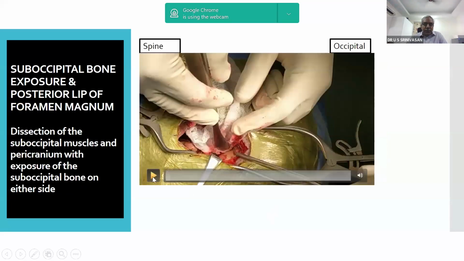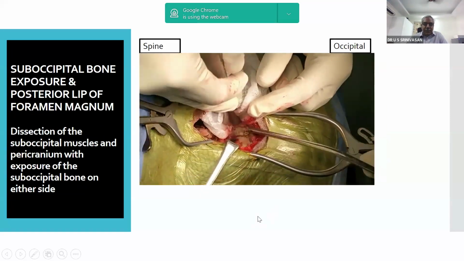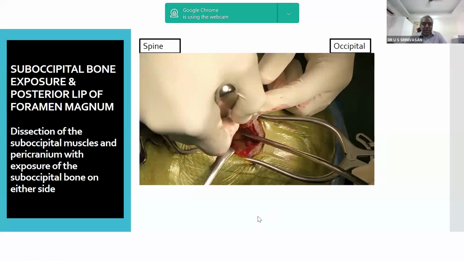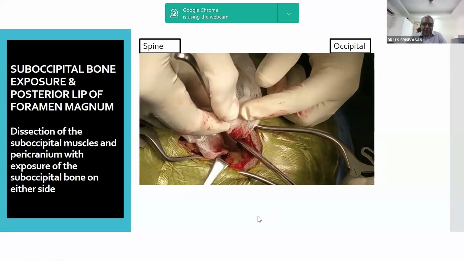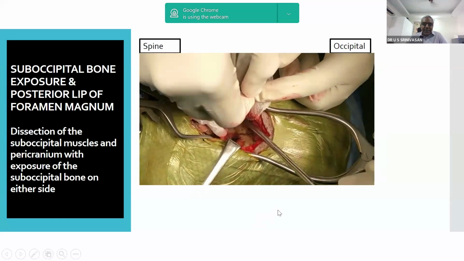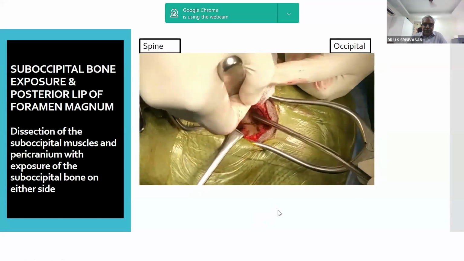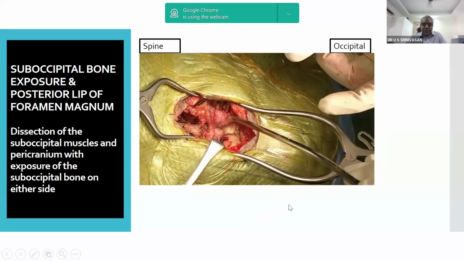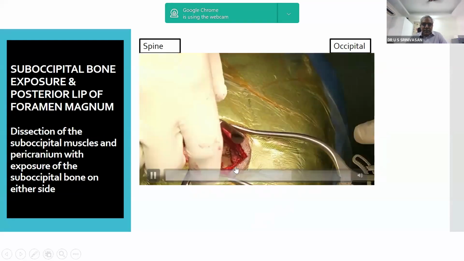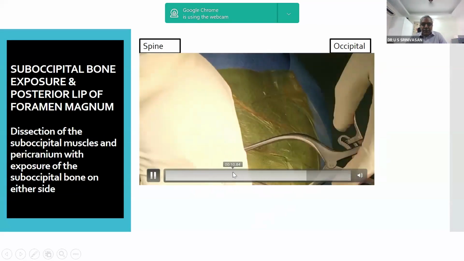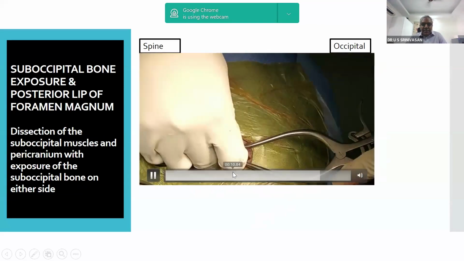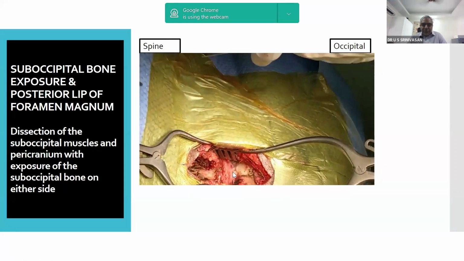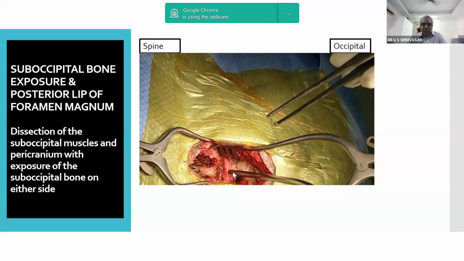Now, I do the subperiosteal separation of muscles, which everyone is familiar with. Use the monopolar and separate, and finally use a gauze piece to remove the pericranium and separate it out. Expose completely and expose the foramen magnum. Most important is to expose the foramen magnum lip. Till this stage, even C2 is exposed, but C1 is not exposed, as you can see. I have not even made any attempt to palpate it to find C1.